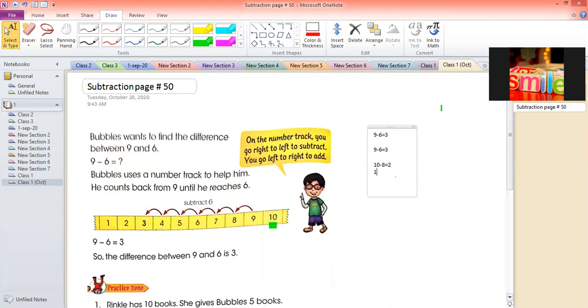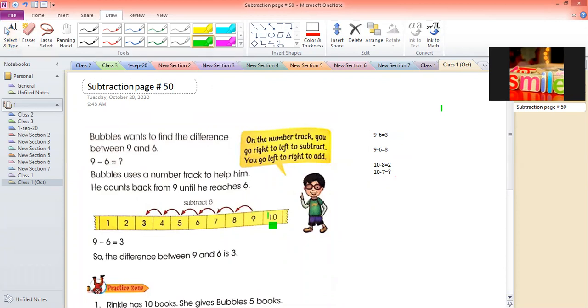Same, if I ask you 10 minus 7 equals what? Now again you have two options. One option is to count back 7 steps: 1, 2, 3, 4, 5, 6, and 7, and find the answer. But the easy option is to go back until you reach 7, and check how many steps you go back.